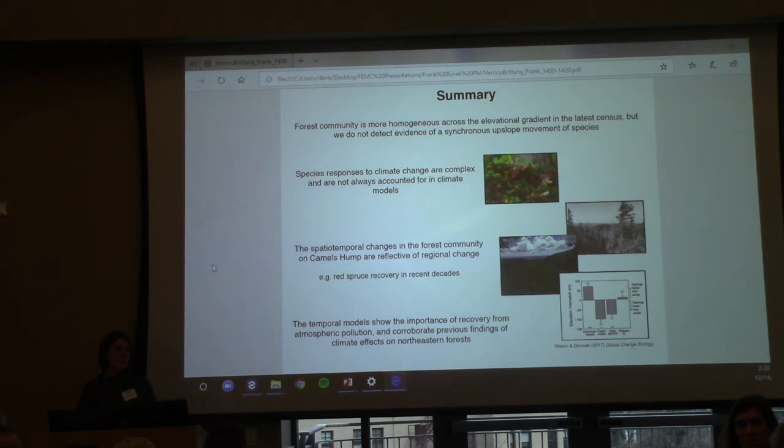You have a large data set that's repeated. Have you looked at whether those trees at the edge are actually growing better? I've not looked at that. That's a good point. Yeah, I've not looked at that.